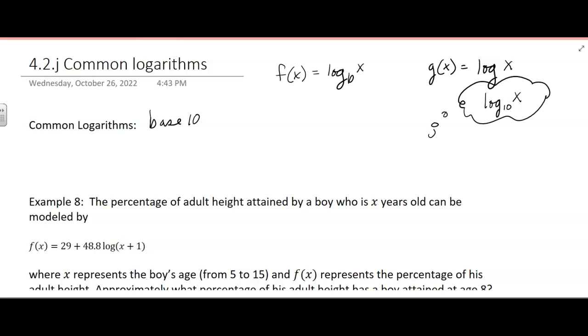It's a common log. Now, you should have a scientific calculator. There should be a button on there somewhere that says log, and it should look like that. Mine looks like this, capital letters. I don't know why, but anyway, that is my common logarithm button, okay? So we'll be using that here in just a minute.